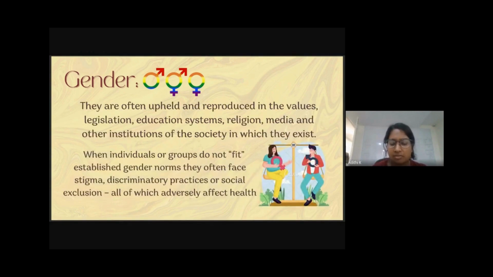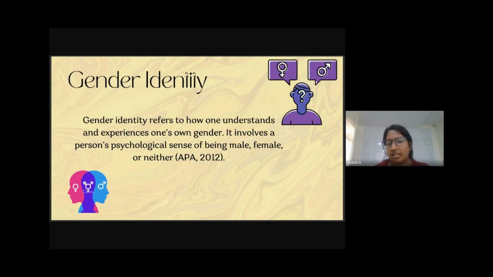And these values are often upheld and preached everywhere. They're taught to children since their birth. In media, religion, education systems, at home, everywhere, such values are implemented. And people or children who don't fall under these categories of the social construct of gender are discriminated against, and they do not get equal opportunities or rights, which affects their mental and physical health very severely. And the next thing is gender identity.